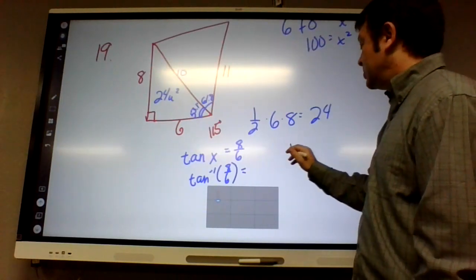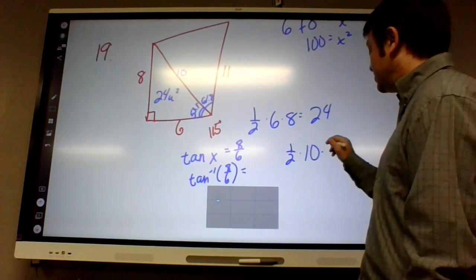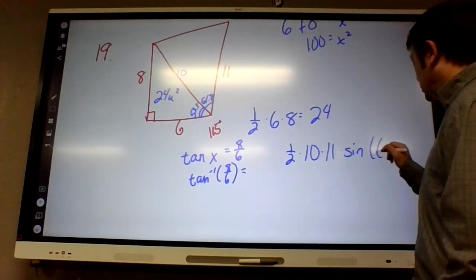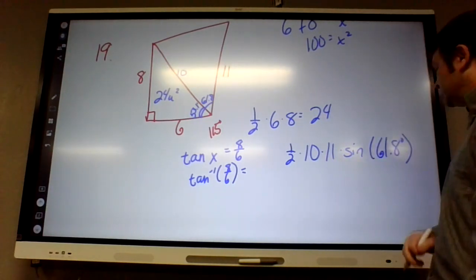So it's 1/2 times side times sine of the angle in between.